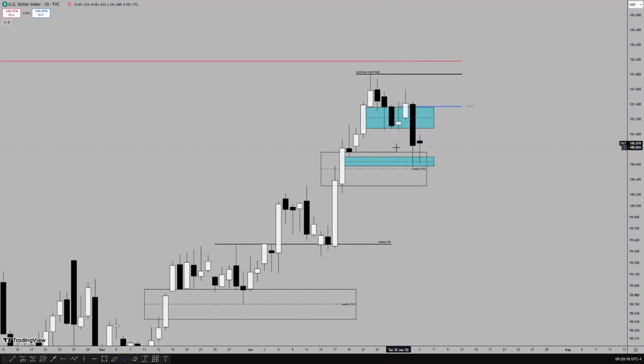But that was the draw on liquidity. Now, I know I pointed out the weekly high as the weekly draw on liquidity, but I told you guys that the daily will tell you the right timing to when price is actually going to be trading to a draw on liquidity.